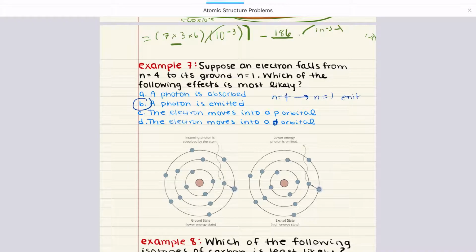In that case, A is incorrect because a photon is only absorbed when you go from a low energy level to a high energy level. But let's also work through C and D and why those are not the correct answer. C says the electron moves into a p orbital and D says the electron moves into a d orbital. We're going from n equals 4 to n equals 1. When n equals 1, the only subshell that's available is the 1s subshell. And that's why C and D are not the correct answer. We're not moving into a p or d orbital. We're moving into an s orbital. And so the correct answer for 7 here is going to be B.